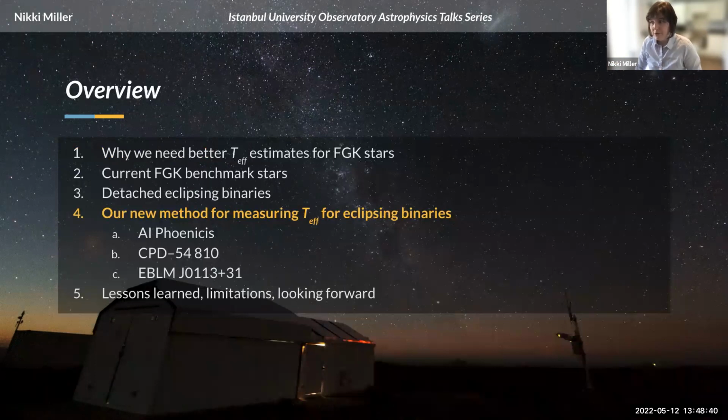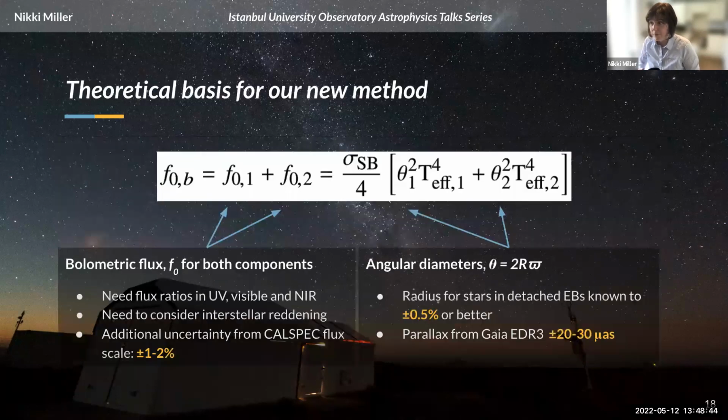So our new method for measuring the effective temperatures of stars in eclipsing binaries is based on the Stefan-Boltzmann law. As I said at the beginning, this is the only way that you can get a direct effective temperature. When you have two stars involved, it does get a little bit more complicated. So we consider the total flux for the system is a combination of the flux from the primary star and the secondary star.